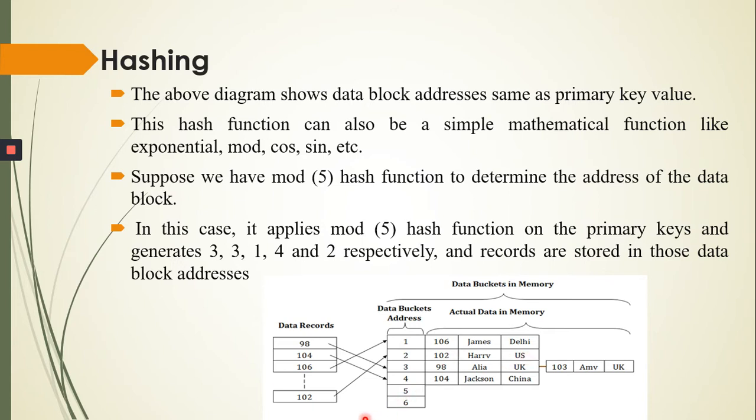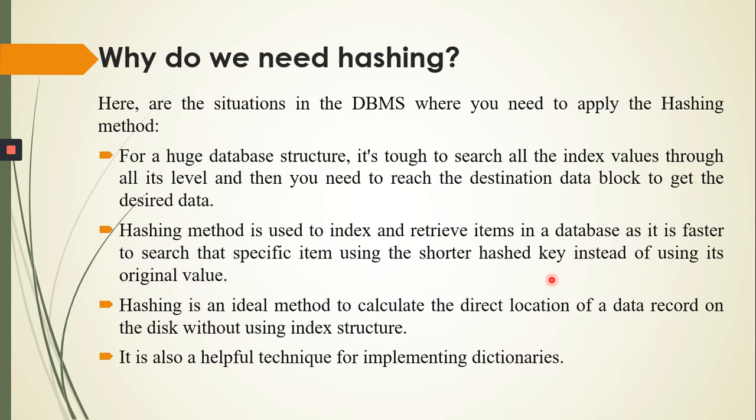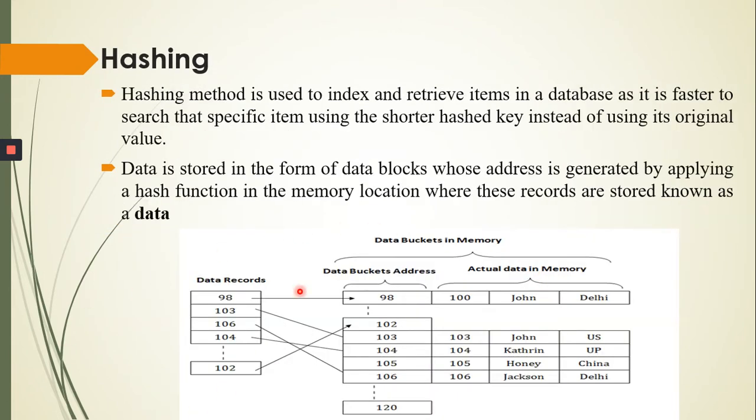Now take another data, that is 103. When we divide 103 by 5, we get 3. At address 3, 98 is already stored, so it creates chaining, and at the right side of 98, 103 is stored. So this is known as chaining. When two data get the same address, chaining is performed. This is the concept of hashing. We can use any hash function like this, or we can use the primary key as a data address directly.